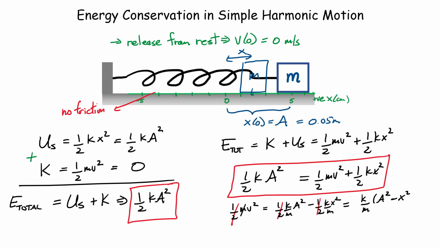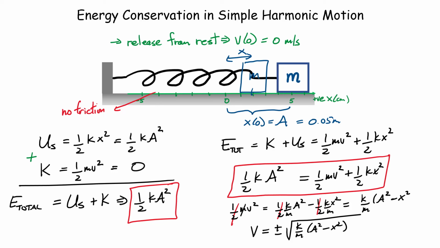The last thing I have to do, if I want my expression for the speed, is take the square root, and I get a plus or minus. I get the square root of k over m, times the square root of a squared minus x squared. Notice you get two solutions here, right? I get a plus or a minus.